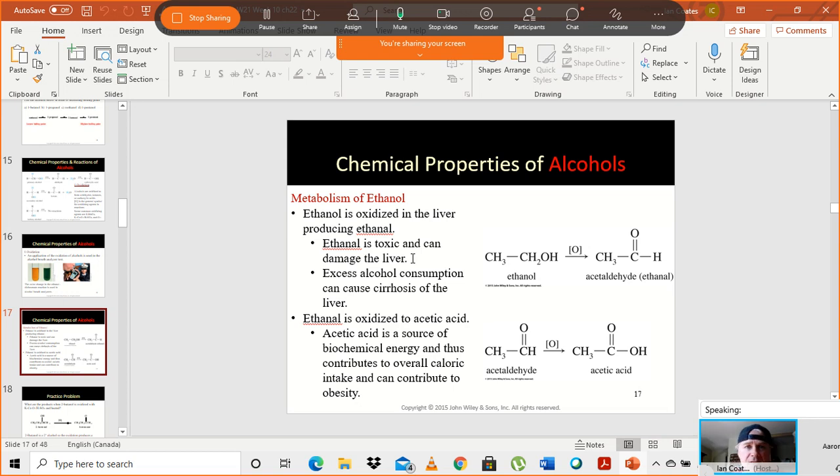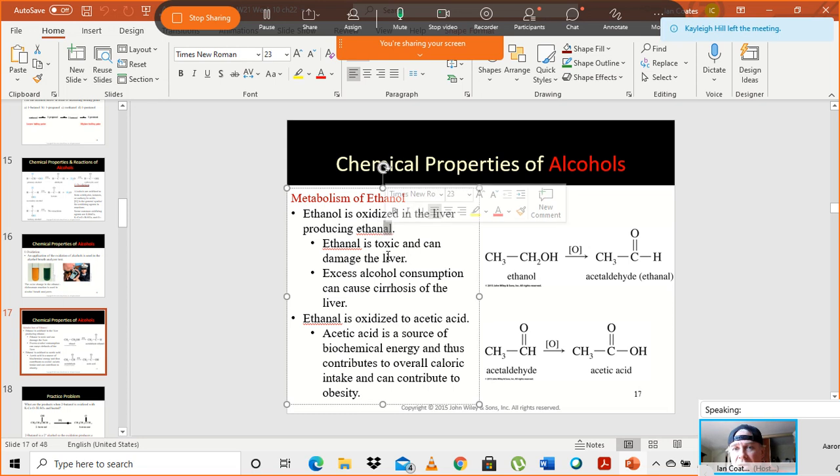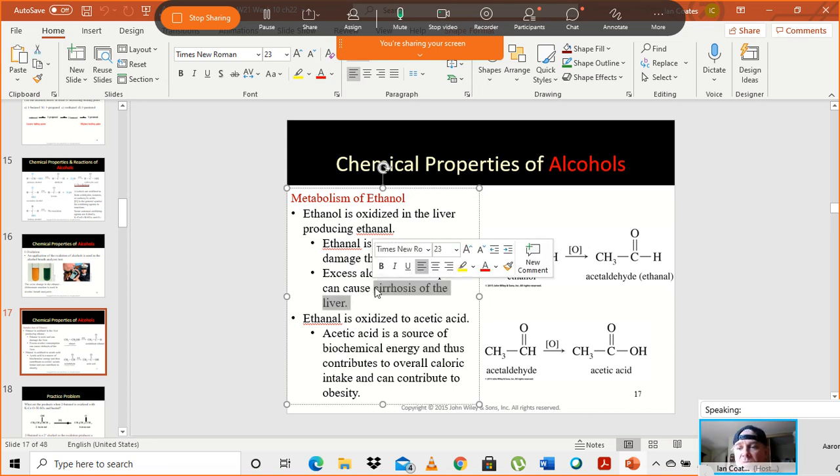But what goes on here is the ethanol is oxidized in the liver and produces ethanal. Ethanal, there's your suffix for an aldehyde. Ethanal is toxic and can damage the liver. Excess alcohol consumption can cause cirrhosis of the liver, the hardening of the liver. It's the process of converting ethanol to ethanal. That's it. Nasty stuff.